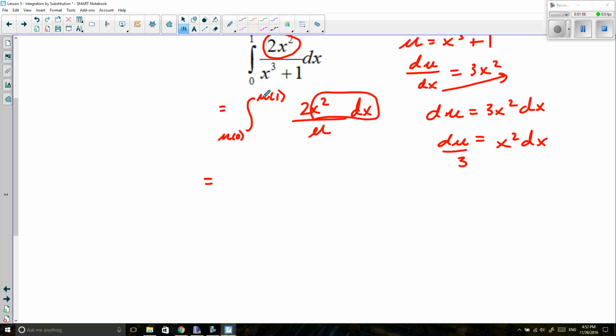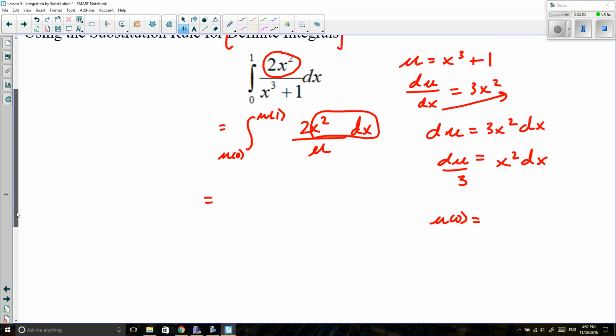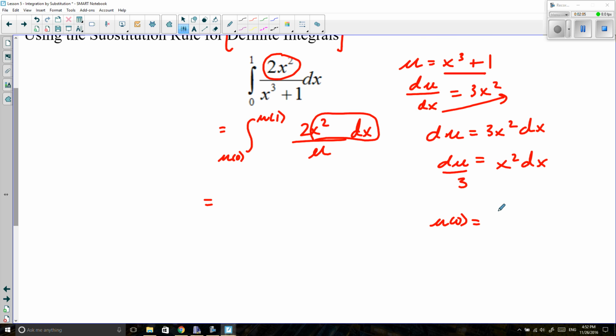First, I'm going to find my new lower and upper limits. At x equals 0, I take my u function, x cubed plus 1, and put 0 in instead. So I get 0 cubed plus 1, which gives you 1. Then I evaluate again when x is equal to 1. So 1 cubed plus 1 gives you a new value of 2. So my lower limit is now 1, and my upper limit is now 2. Now everything is in terms of u, including the lower and upper limits.